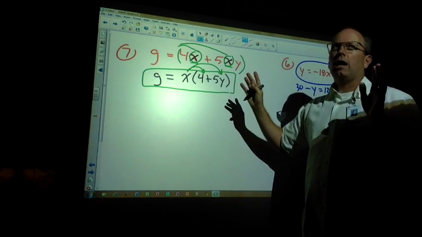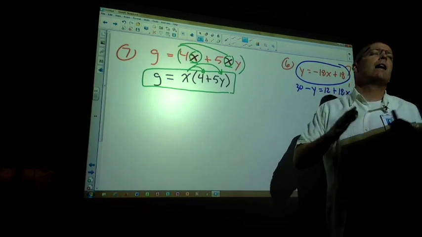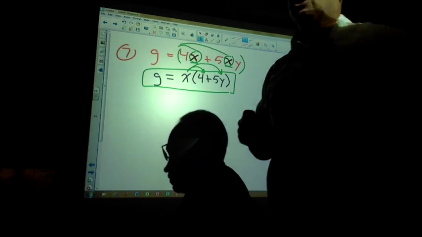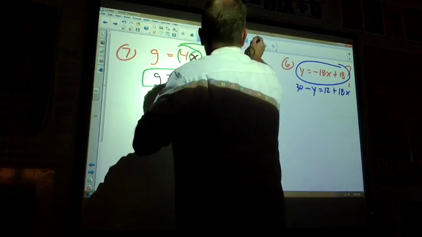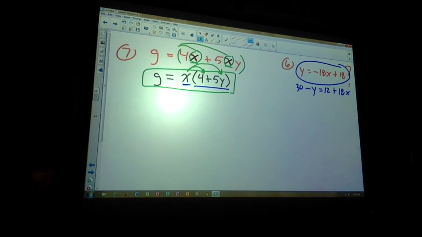Yeah. Okay, now, hang on. How is x and 4 plus 5y being held together right now? Held together by multiplication. So if this and this whole thing are being held together by multiplication, what undoes multiplication? Division. So what would you feel I should divide both sides by?